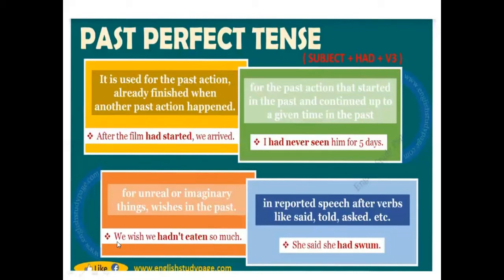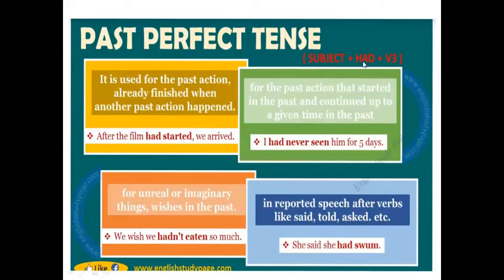Now, for unreal or imaginary things in the past, what does it mean? It means, for example, we wish we hadn't eaten so much. We wish we hadn't eaten so much. This sentence shows unreal or imaginary things in the past. Now, in reported speech, after verbs like said, told, asked, etc. For example, she said she had swum. Swum is the third form of the verb, okay, and had is a helping verb.